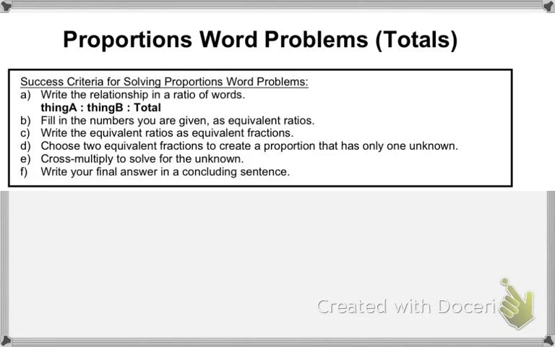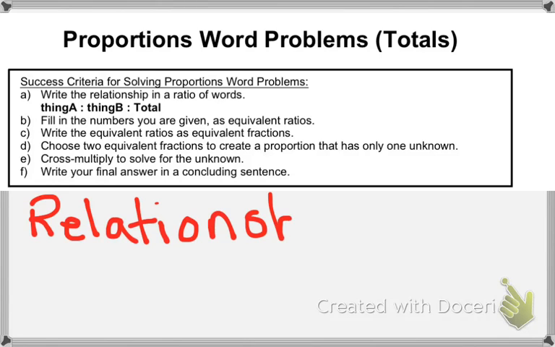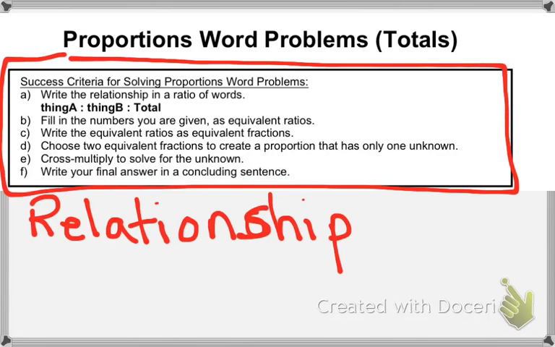When you are doing word problems for proportions, you are holding a relationship to be constant. So, there is a way to tackle these types of problems, and I've given a method here. The first thing says to write the relationship in a ratio of words, thing A to thing B to total.